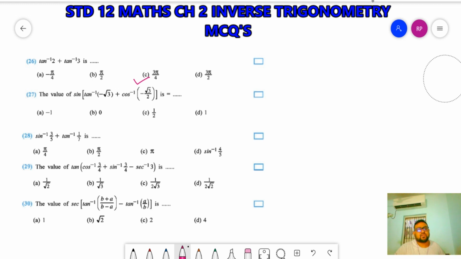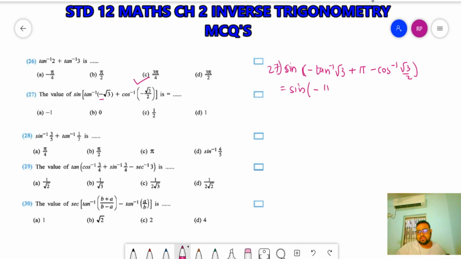Value of sine of tan inverse minus root 3. Okay, sine of tan inverse. Now see, in tan the minus sign comes outside, so minus tan inverse root 3. And in cos, when it is negative it will be pi minus, so plus pi minus cos inverse root 3 by 2. So this is equal to sine of minus, when is the value of tan root 3? That is 60 degrees, that is pi by 3. So minus pi by 3 plus pi. Cos root 3 by 2 is 30 degrees, that is minus pi by 6.